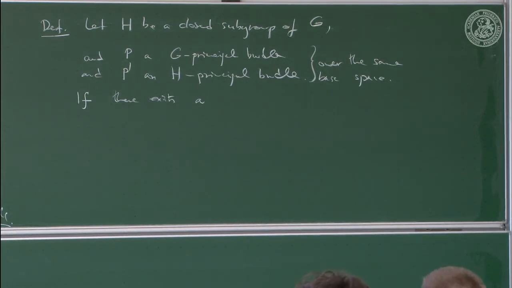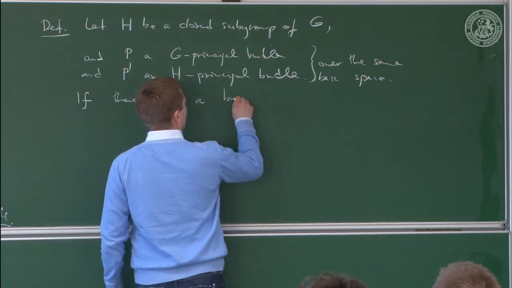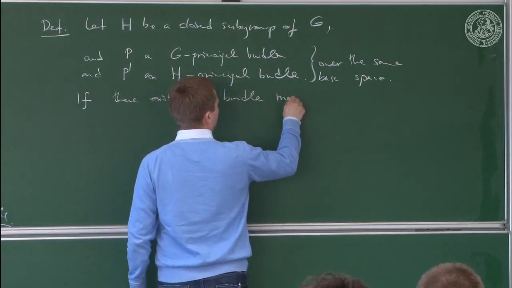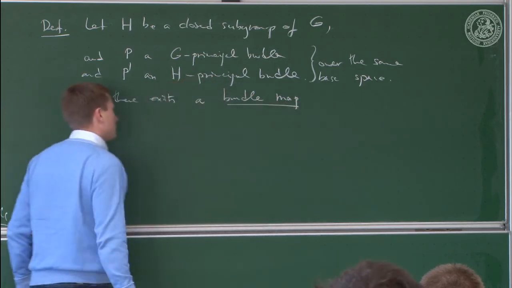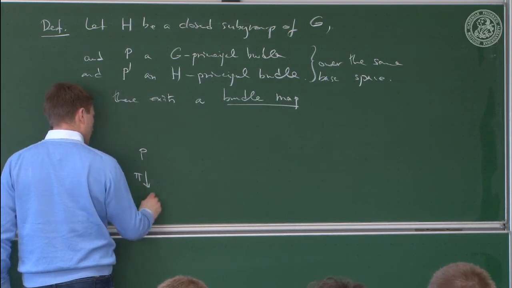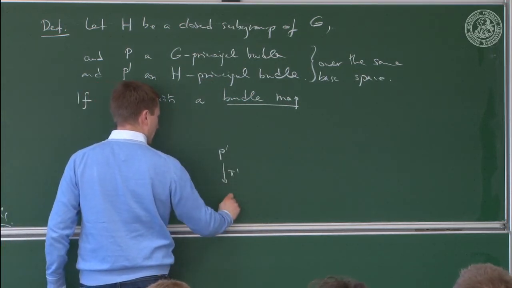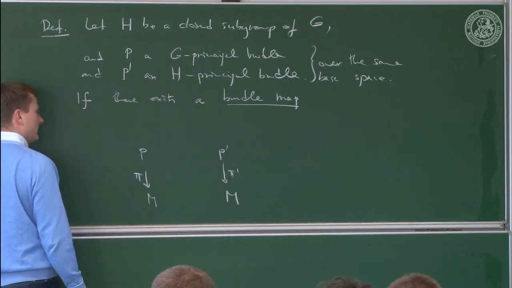It's going to be the definition. If there exists a bundle map, not a principal bundle map, but a bundle map, let's write it down, from P, pi, M, one bundle, to P prime, pi prime, the same M, however.